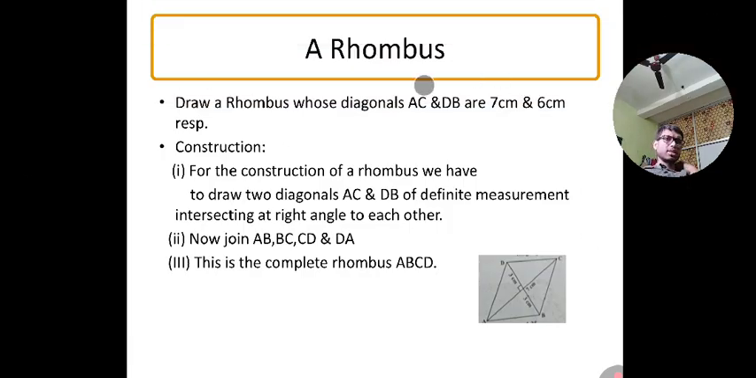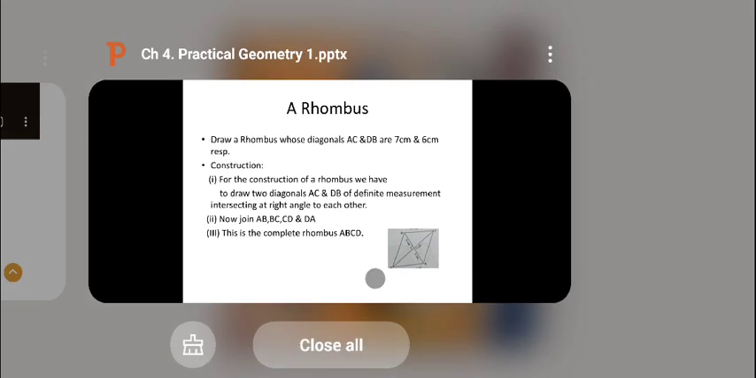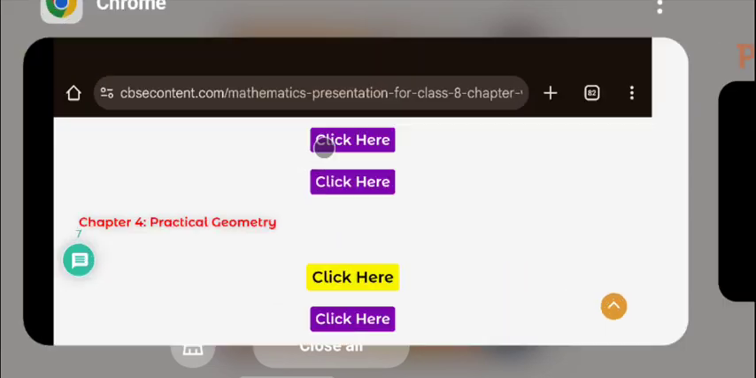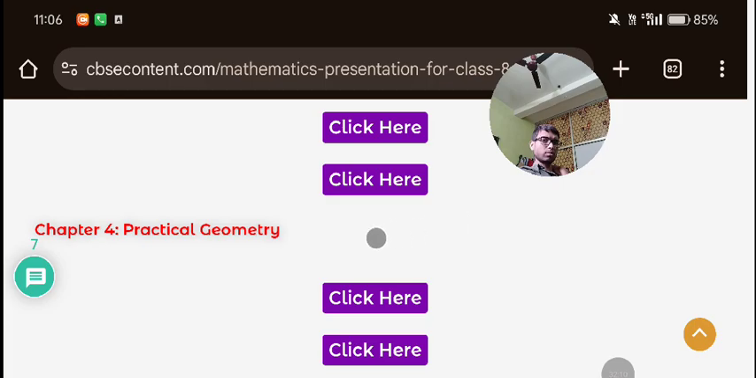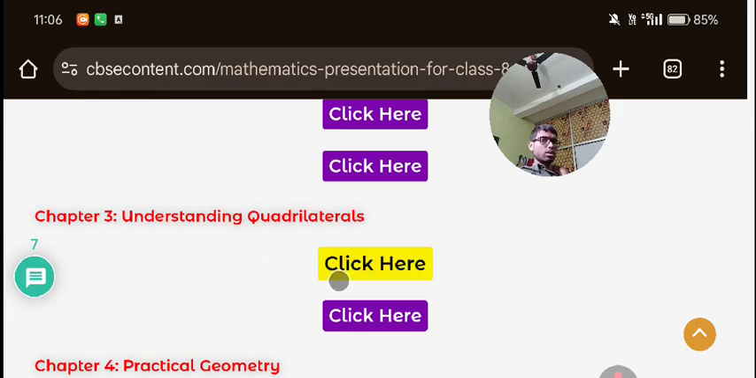Even I do not understand geometry practically, but we can ignore it. I was going to explore understanding quadrilaterals, but it is not working right now.